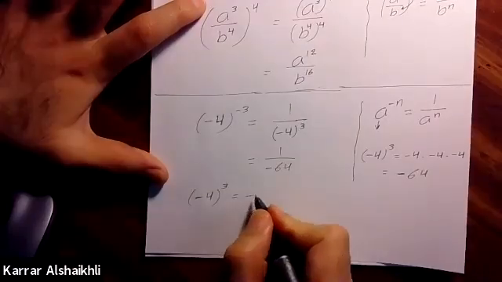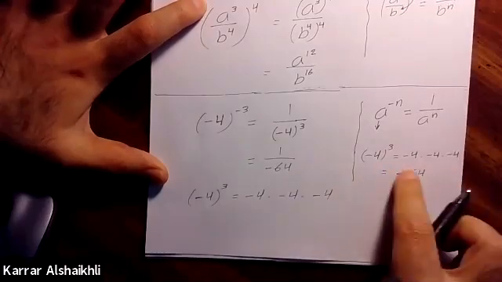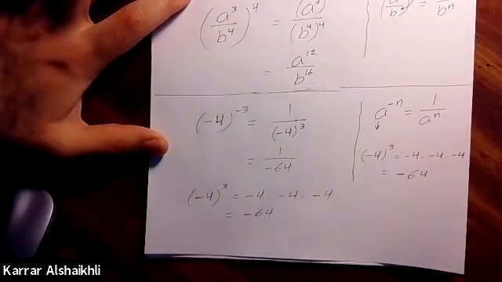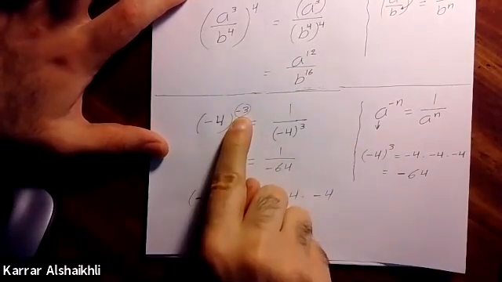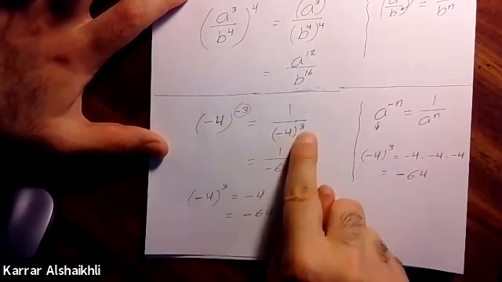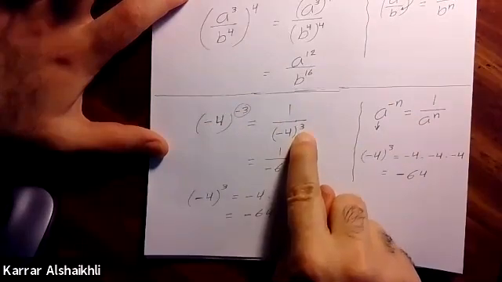3 times. So if you want to solve this one, it's going to be -4 times -4 times -4. Exactly what we did here. But when it's negative exponents, the result is going to be 1 over the same number, but you're going to change only the exponent from negative to positive.